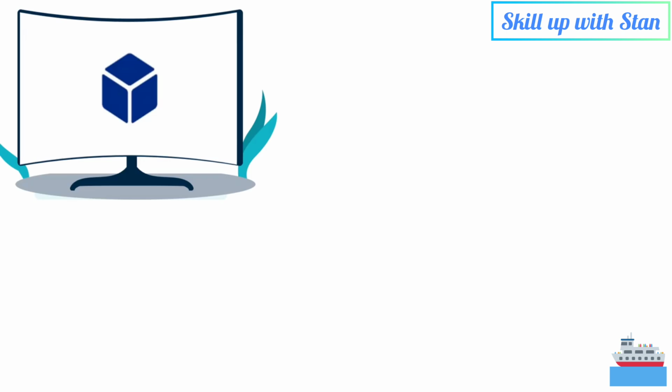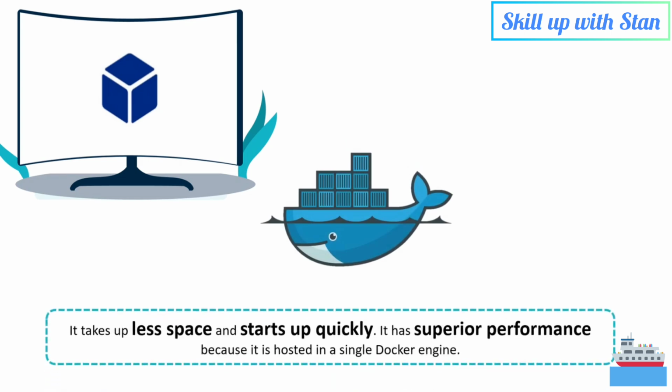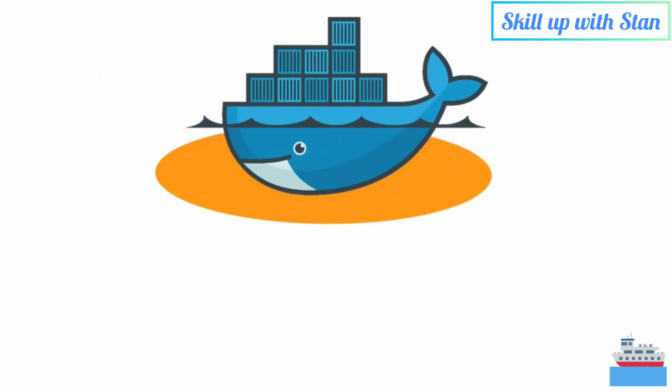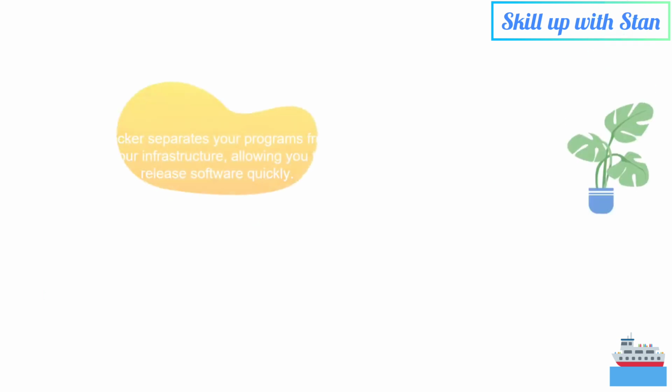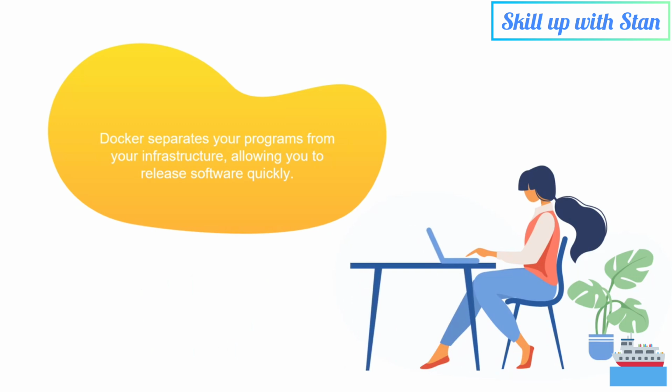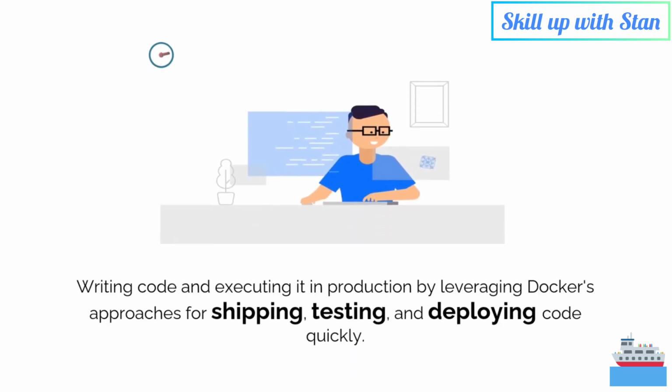In this type of situation, a virtual machine can also be useful. However, Docker has several advantages over virtual machines. It takes up less space and starts up quickly. It has superior performance because it is hosted in a single Docker engine. Docker is a free and open platform for building, delivering, and operating apps. Docker allows you to decouple your apps from your infrastructure, allowing you to swiftly release software. You may drastically minimize the time between writing code and executing it in production by leveraging Docker's approaches for shipping, testing, and deploying code quickly.